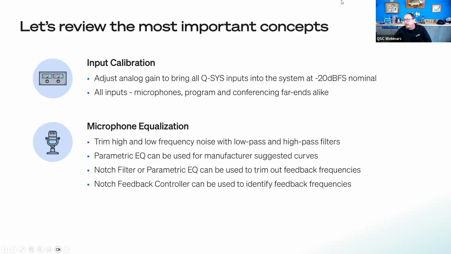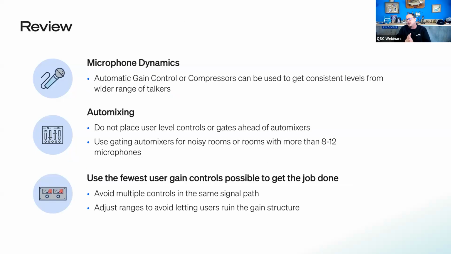So I'm just going to do a quick wrap up here. Input calibration: adjust analog gain to bring all of your Q-SYS inputs into the system at -20 dB full scale. All inputs, microphone, program, conference alike. Microphone EQ: trim the high and the low frequency noise with low pass and high pass filters. Parametric EQ should be used to put manufacturer suggested curves in there for the mic. And then use a notch filter or parametric EQ to trim out any problematic feedback frequencies. You can use a notch feedback controller to identify what those are. If you don't have any test equipment in the room to do that, use what's built into Q-SYS.